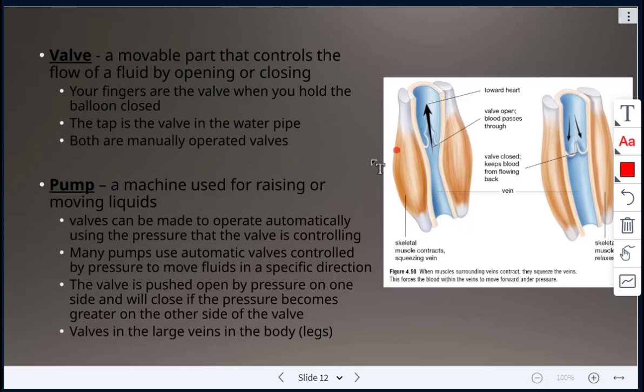And skeletal muscles are very important there as well because they squeeze the veins and they ensure that the blood is forced upwards back towards the heart. The other example of the valve was the balloon example. So when your fingers were holding the balloon closed, your fingers were acting as the valve. The cap would be the valve in the water pipe. Those would be both manually operated valves.